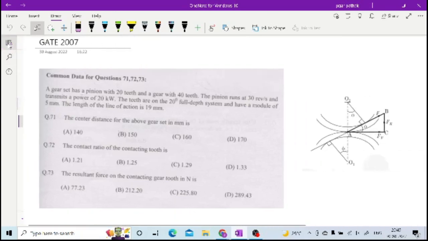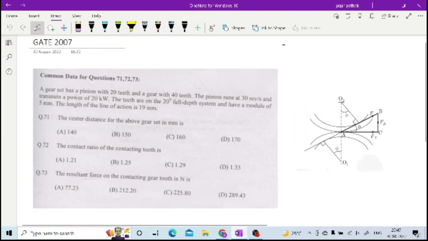Yes, so for the next one, this is a gear set has a pinion with 20 teeth and a gear with 40 teeth. The pinion runs at 30 revolution per second and transmits a power of 20 kilowatt. The teeth are on the 20-degree full depth system and have a module of 5 mm. The length of the line of action is 19 mm. Now the center distance for the above gear set in mm is, can you calculate the center distance first?